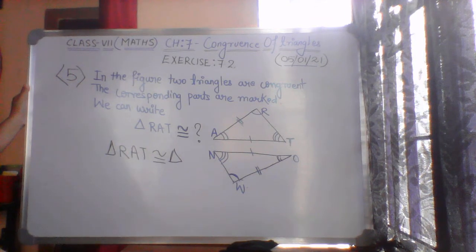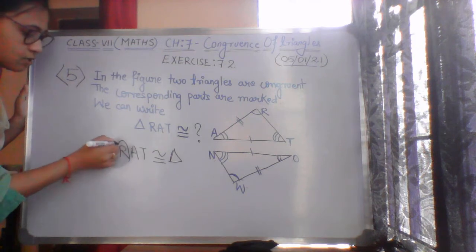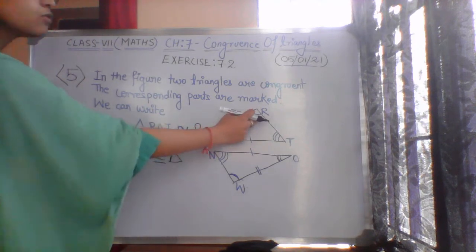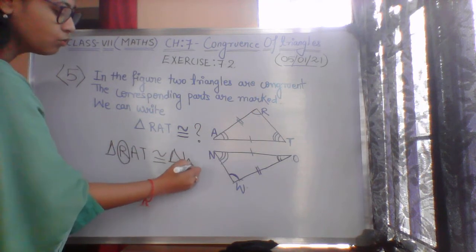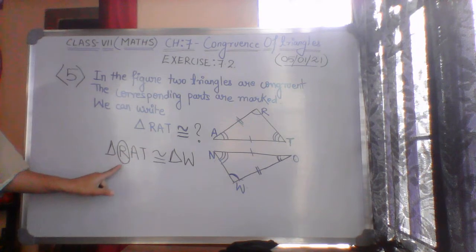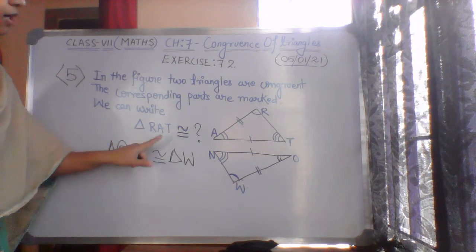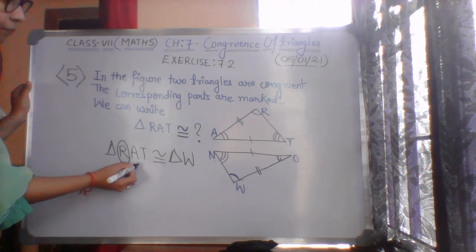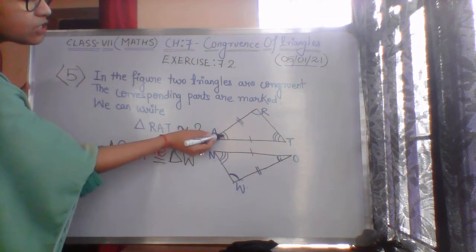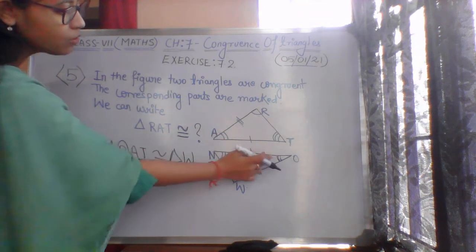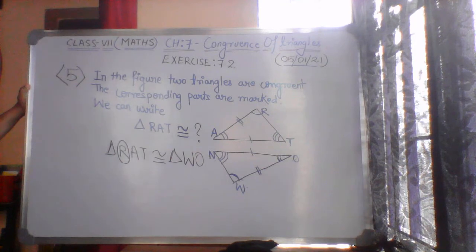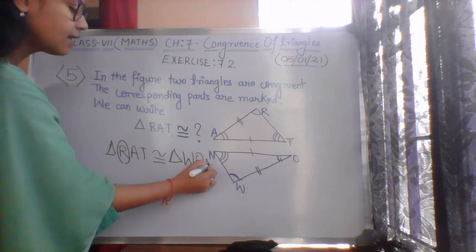You have to see which are the corresponding parts. What is the corresponding part to R? This angle equals which angle in this triangle? W. So the first letter of this triangle should correspond to the first letter of the second triangle. Now A. A corresponds to which angle over there? A corresponds to O, because it is shown by the lines that they are equal. And next, what is remaining? You can easily write N is there.